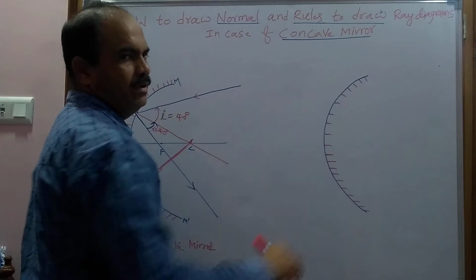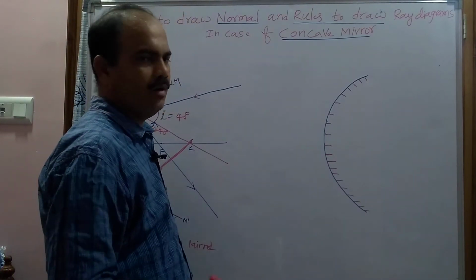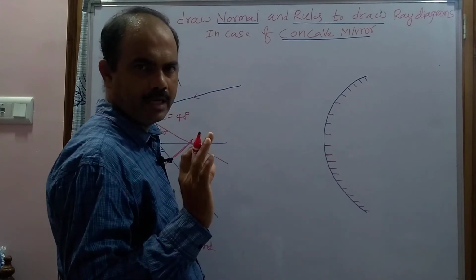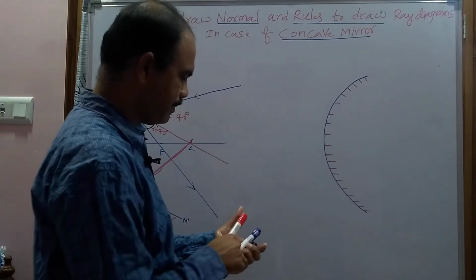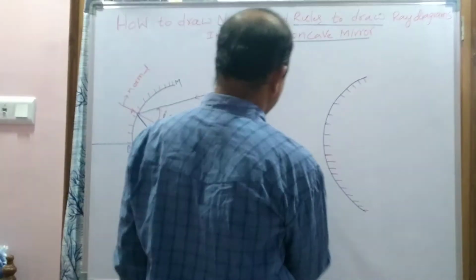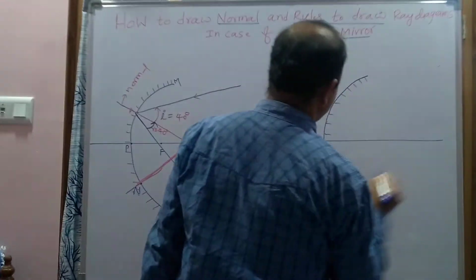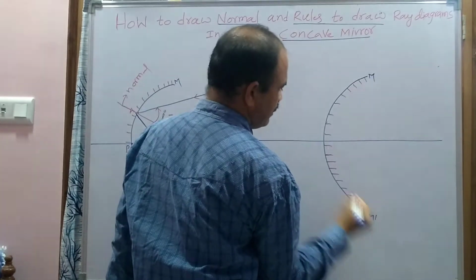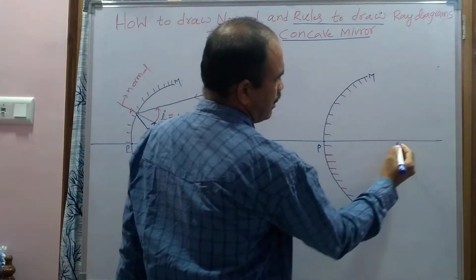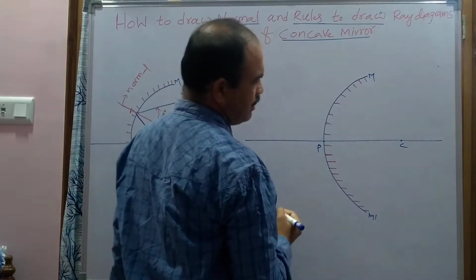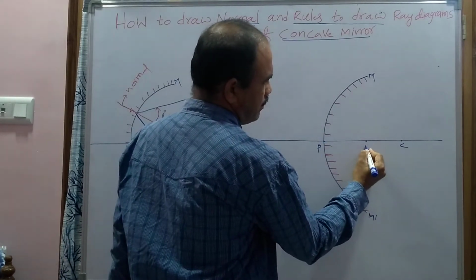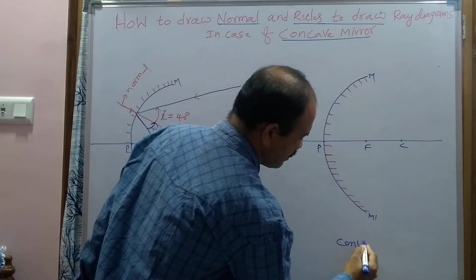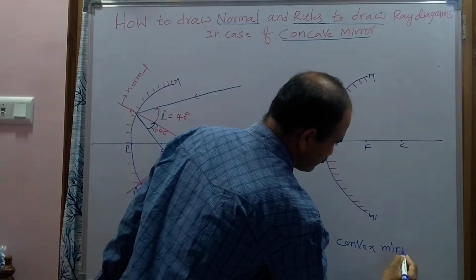So again, when we draw the convex mirror, you have to represent the aperture, center of curvature, pole, focus, and principal axis. Now consider this is the principal axis for this convex mirror, this is the aperture, this is the pole, and imagine here the center of curvature. So between P and C, what is there? Focus is there. So this is the representation of which mirror? Convex mirror.